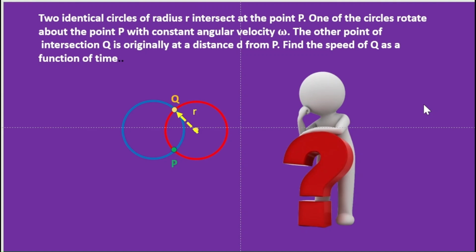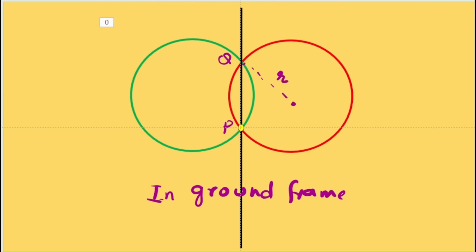Take a glance at my solution. It's a wild one to imagine, so I came up with a captivating animation. Let us dive into the problem without delay. In the problem it is given that one circle is fixed and the other circle is moving with angular speed omega about this point P.